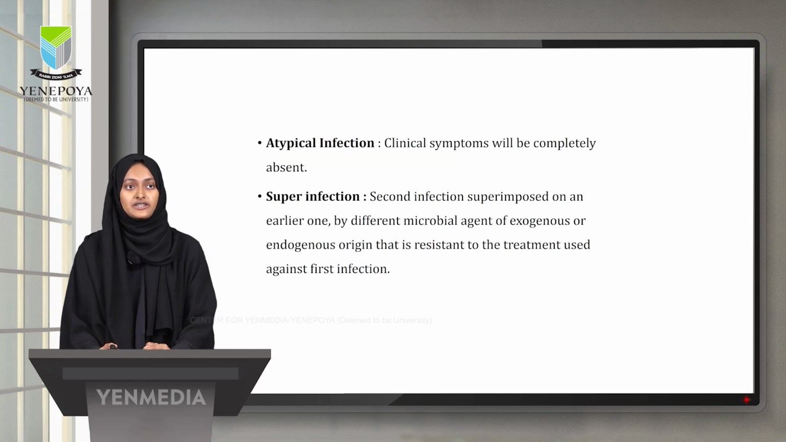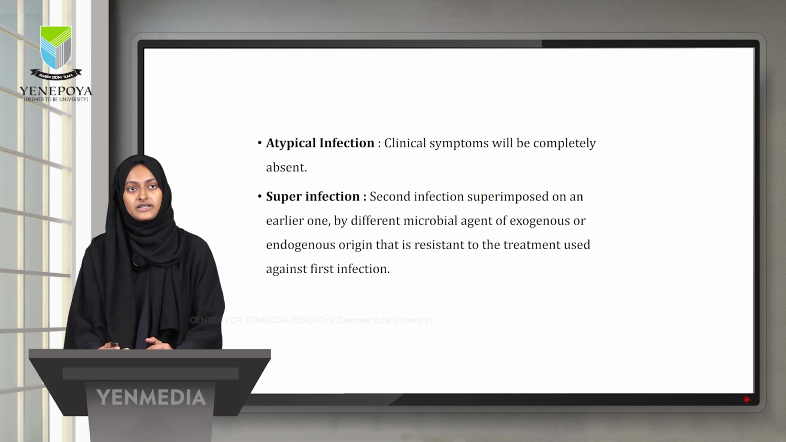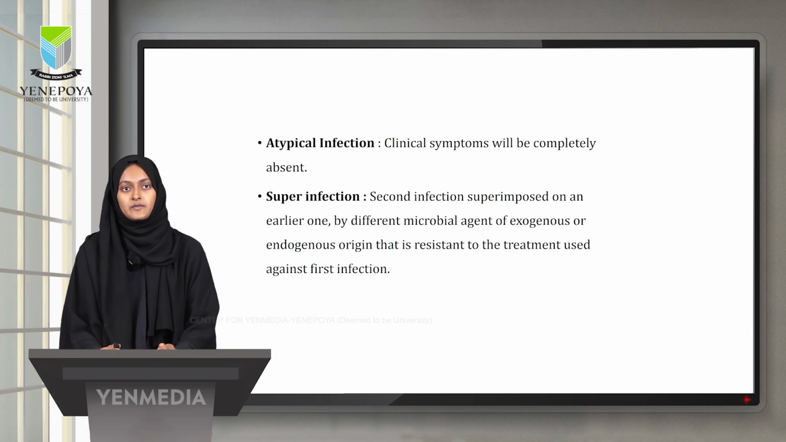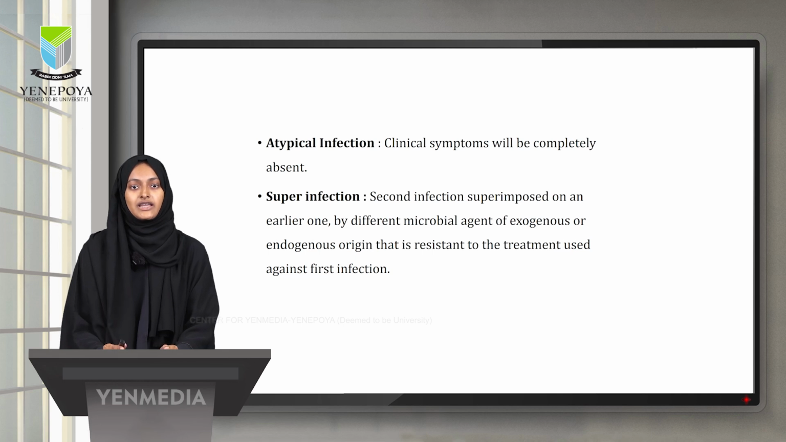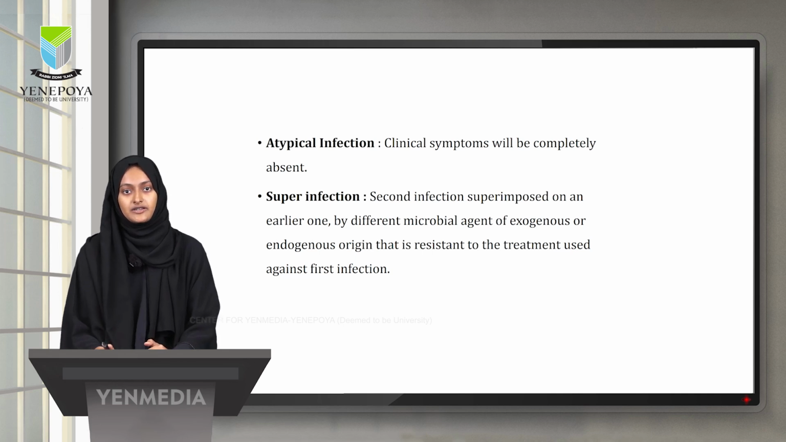Atypical infection, here the clinical symptoms are completely absent. Superinfection, in this type of infection, a person is already having a primary infection by one type of microorganism, and he gets a secondary infection by another type of microorganism, but that microorganism is resistant to the treatment which is used against the first microorganism or the first infection.